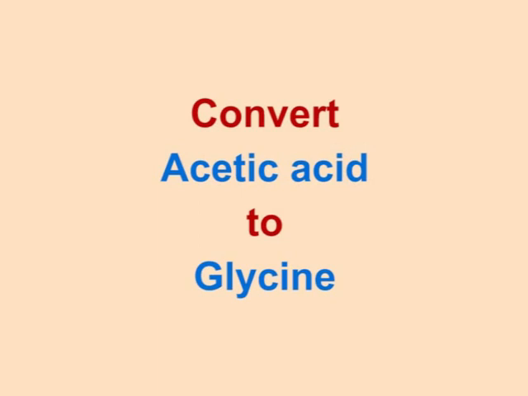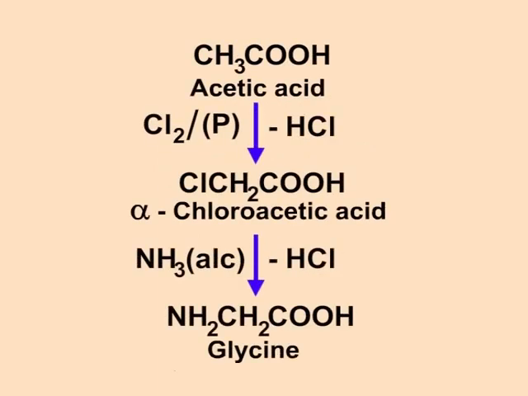Students, now we will study some conversions. Convert acetic acid to glycine. Acetic acid reacts with chlorine in presence of red phosphorus to form alpha chloroacetic acid. One molecule of hydrochloric acid is also formed. Alpha chloroacetic acid reacts with alcoholic ammonia to form glycine.